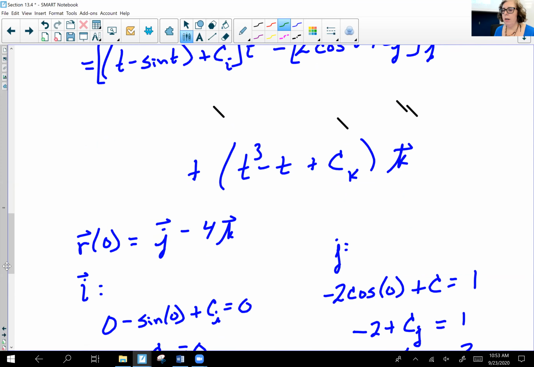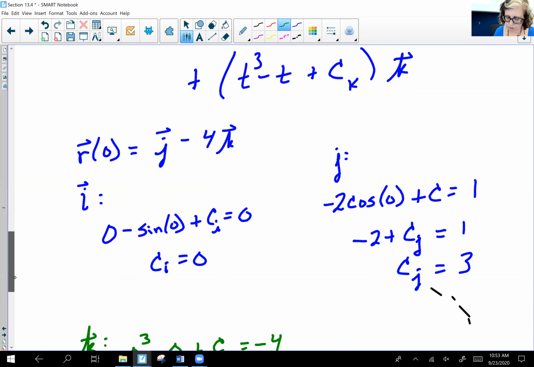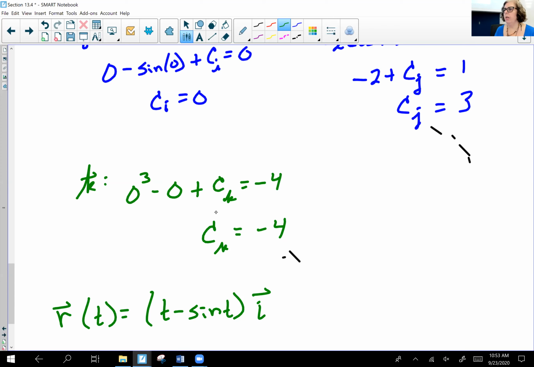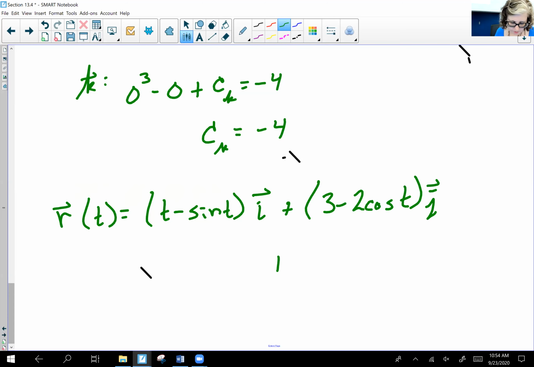All right, and we're looking at what happens at 0. So it becomes 0 cubed minus 0 plus c sub k. R0 was given to us here as a -4. So that's why we ended up with 0 cubed minus 0, c sub k equals -4. All right, this is then going to be plus 3 minus 2 cosine of t j, plus t cubed minus t minus 4 k.